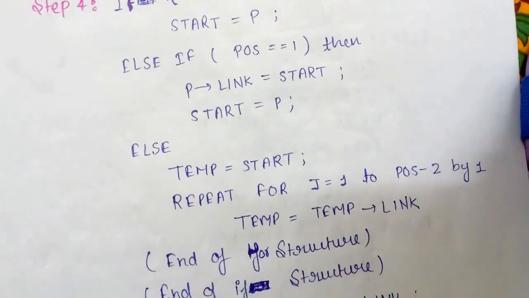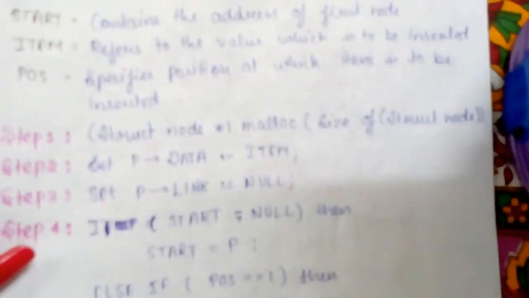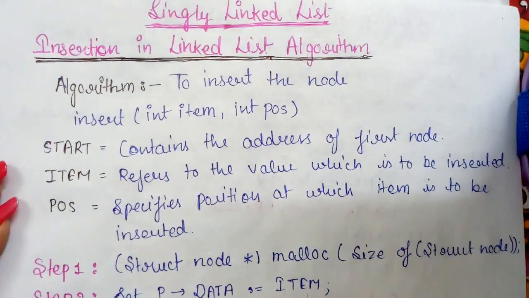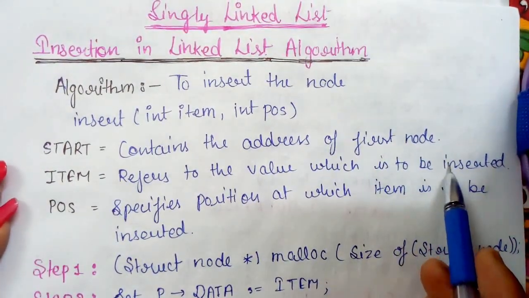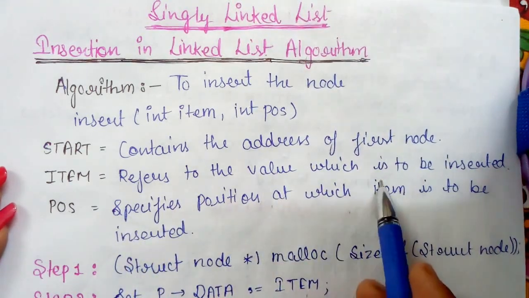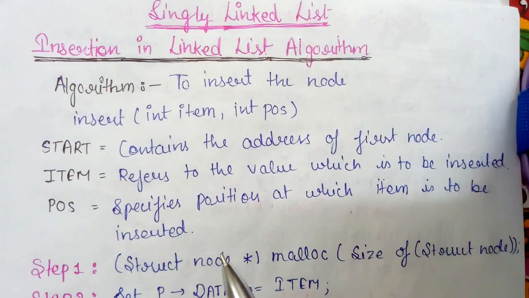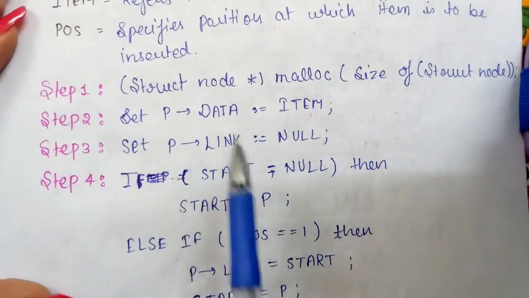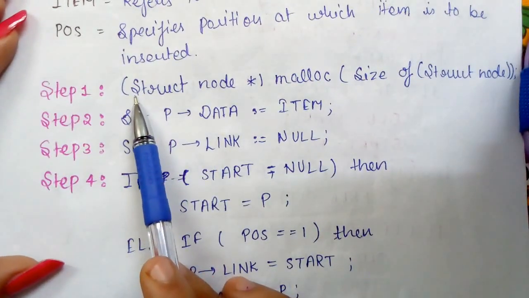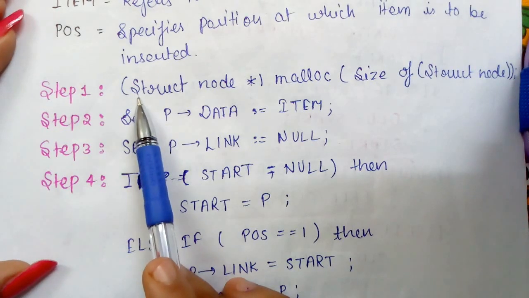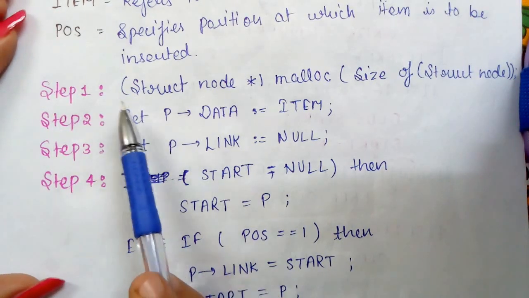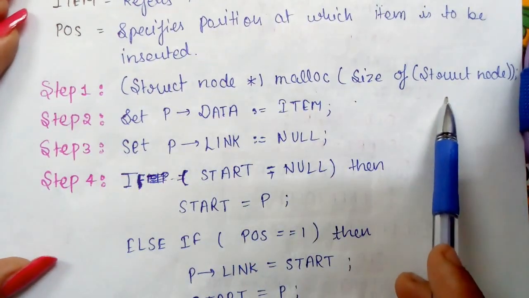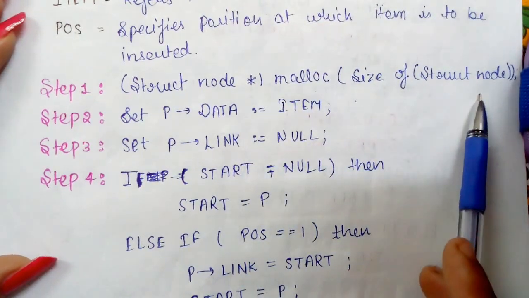Now we will see the algorithm. What is the algorithm for insertion? I have taken a start variable that contains the address of the first node in the linked list. The item refers to the value which is to be inserted. Position specifies the position at which we want to insert the item. Now in step 1, if I want to insert a new node in the linked list, I will create dynamic memory for that node, and this is the statement for creating the dynamic memory, meaning we are creating the P node dynamically.